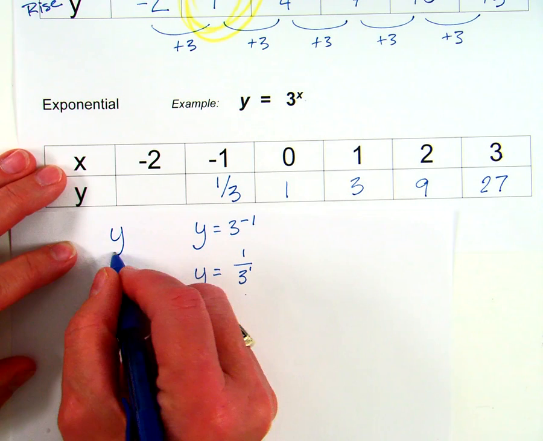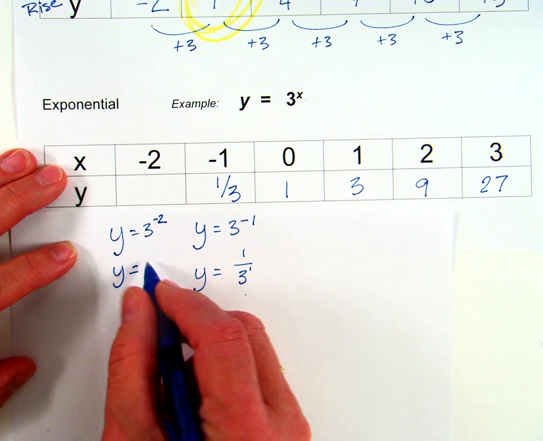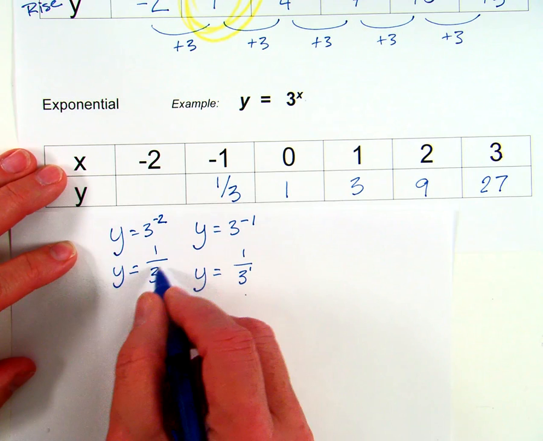Let's look at how we get from one to another. With the linear one, we added 3 each time. But what do we do here? It's easier here. It's multiply. You can see it's getting big fast. It's going to be multiply, not add. You notice times 3. 1 times 3 is 3. 3 times 3 is 9. 9 times 3 is 27.